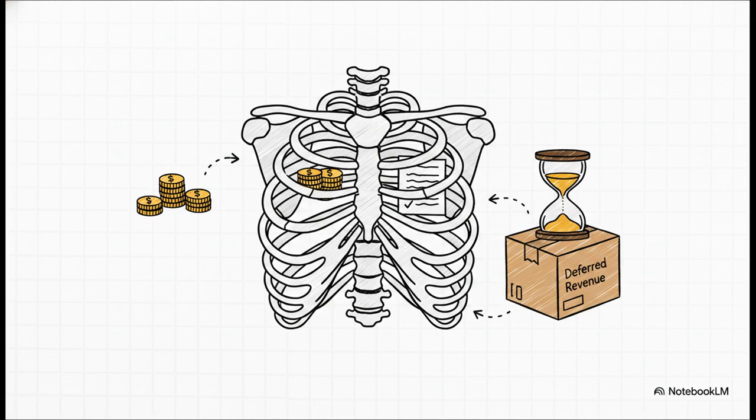This is fascinating. Deferred revenue covers services you've sold, maybe even taken a down payment for, but you haven't actually performed the work yet. And because the work isn't done, it legally cannot sit on the income statement yet. So it just waits right here on the balance sheet.